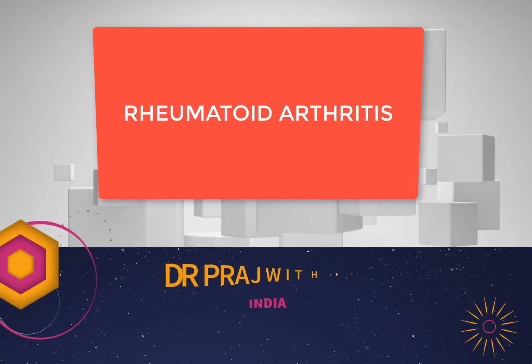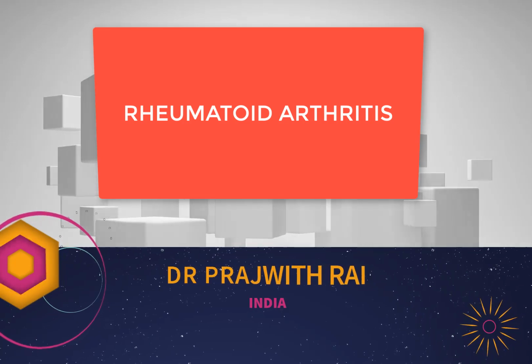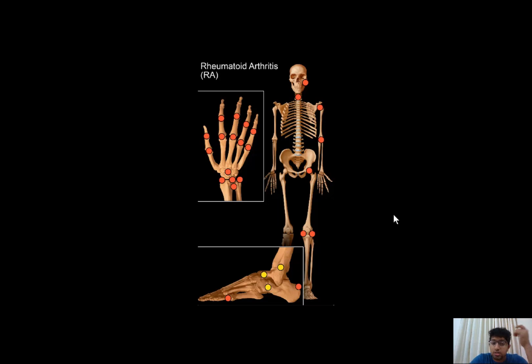Rheumatoid arthritis is a chronic, progressive, inflammatory, systemic disease which is primarily affecting the joints. Now, the most common joints that are affected include the proximal interphalangeal joints. The proximal interphalangeal joints are the most commonly involved joints. Then the metacarpophalangeal joints are involved.